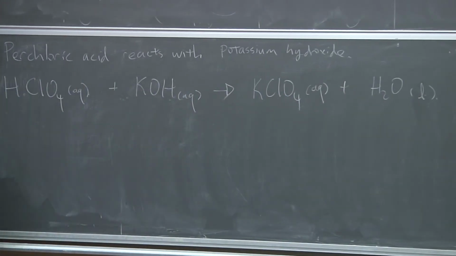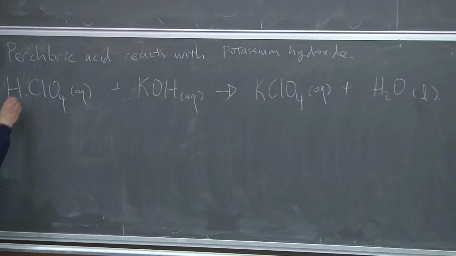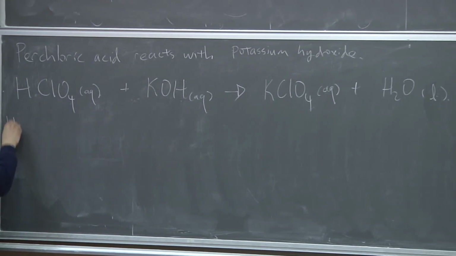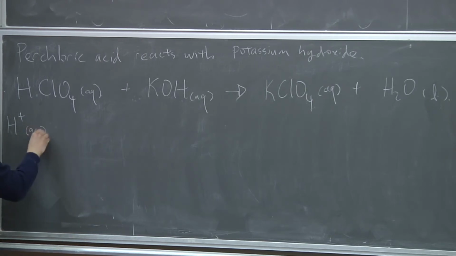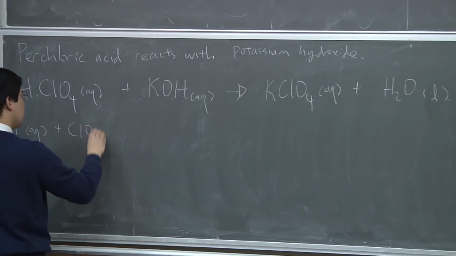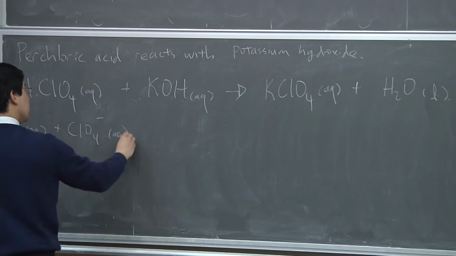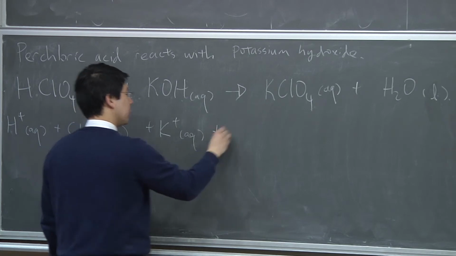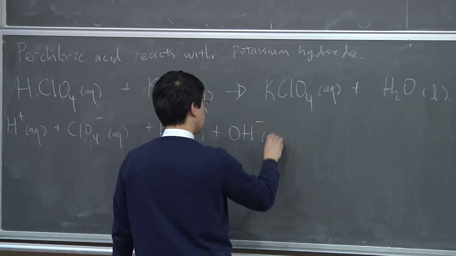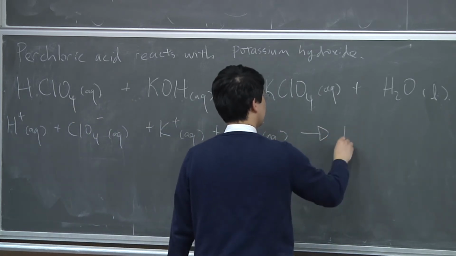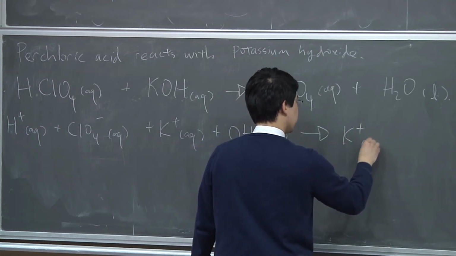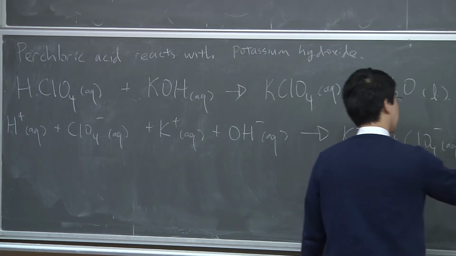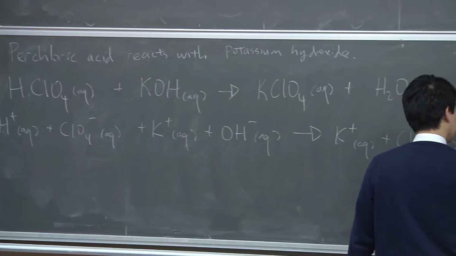So for our complete ionic equation, it's going to be strong acid, right? So strong acids dissociate completely. So we're going to get H plus, ClO4 minus, plus K plus, OH minus gives you K plus aqueous plus ClO4 minus aqueous plus H2O liquid.